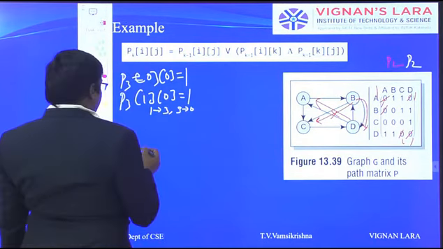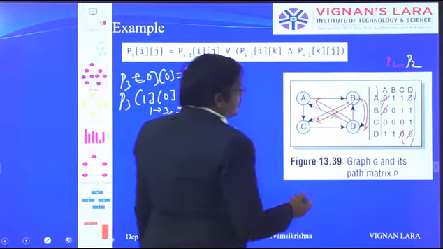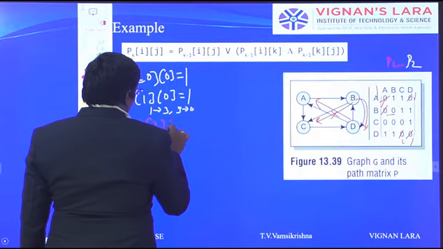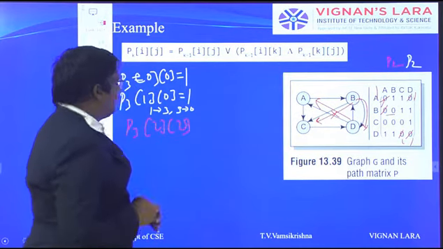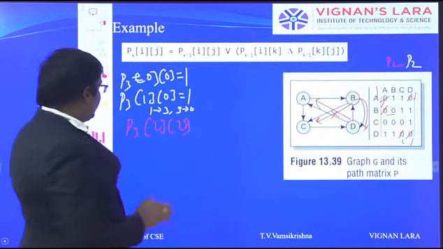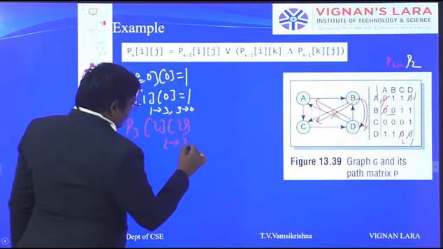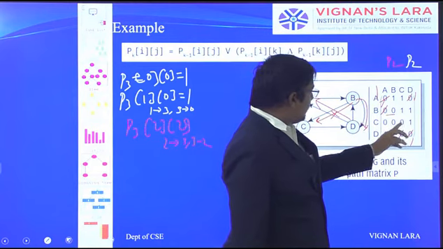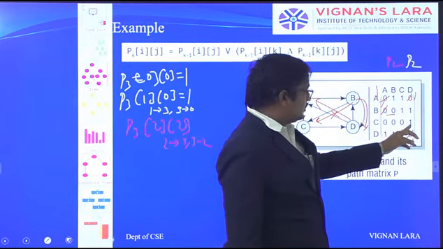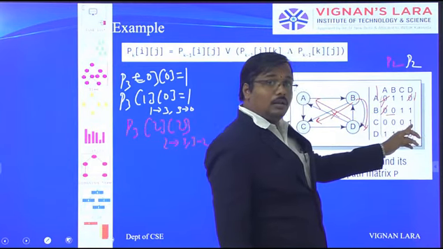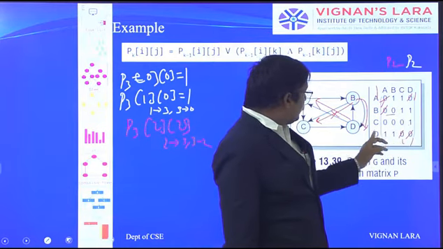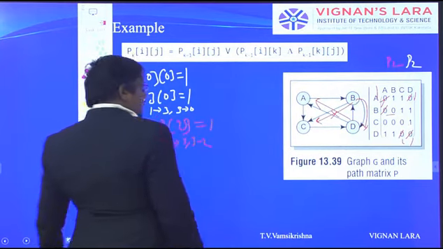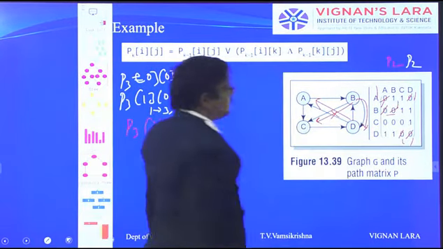Next, this one we have to check out. So P3 of 2, 2. Means we need to check 2 to 3, 3 to 2. So 2 to 3 is 1. Okay, 3 to 2 is 1. So this one is also updated, means this one is also 1.